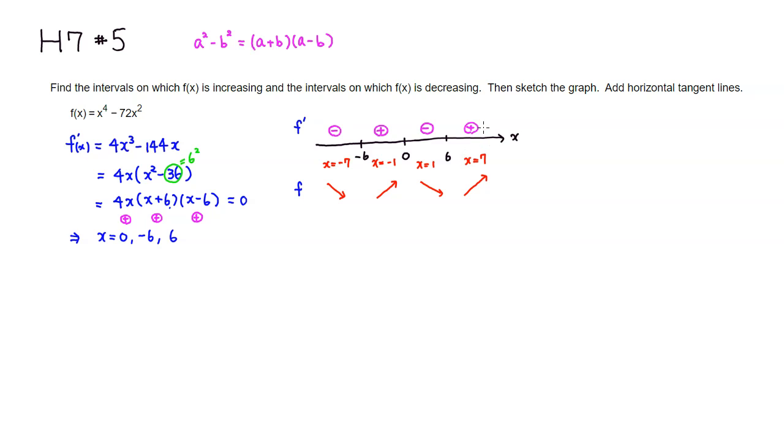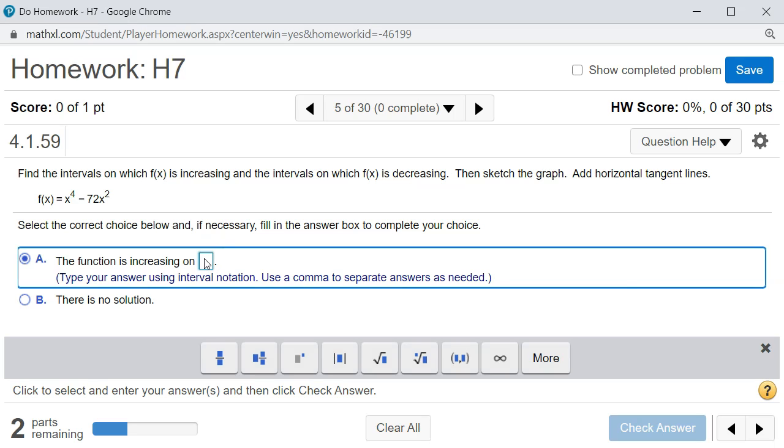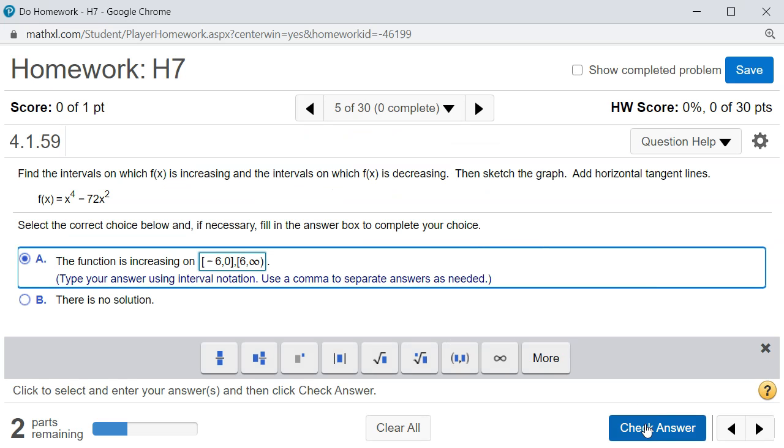All right, so let's type it in. The function was increasing from negative 6 to 0, and also 6 to positive infinity. Let's double check. It's increasing between negative 6 and 0, and 6 on. All right, let's check the answer.